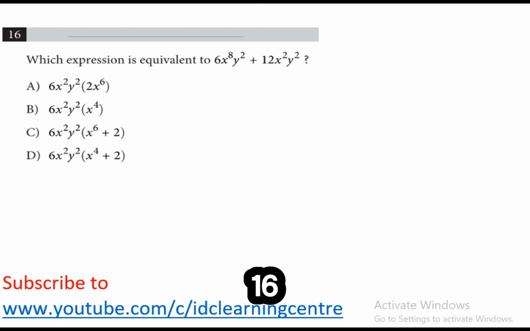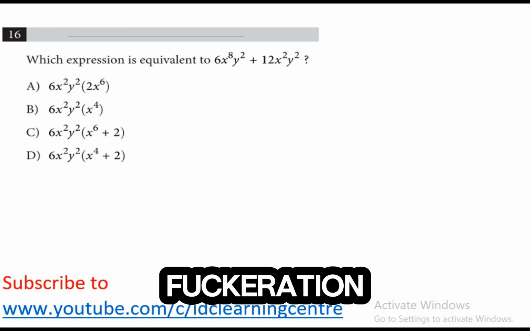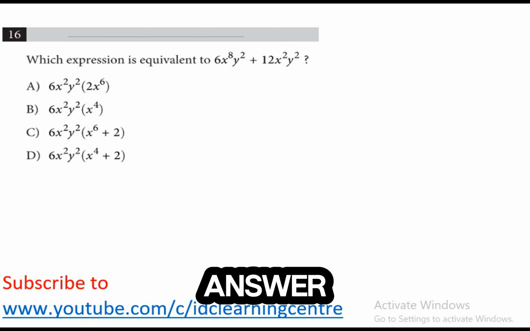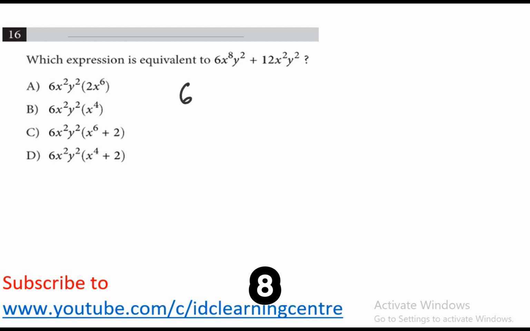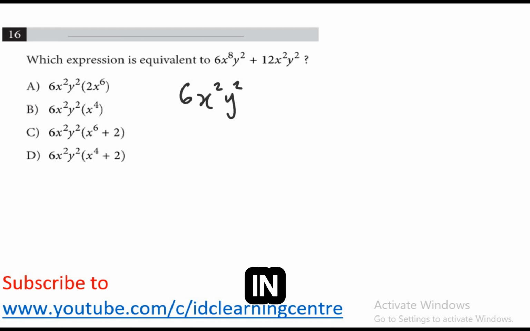Question 16. We have to factorize this. Which of these is equivalent? From the options we can tell that it's a question testing us on factorization. So you look for what is common in the two terms. Start with the number. The highest common factor of 6 and 12 is 6, so I will keep 6 outside the bracket. Between x raised to the power 8 and x squared, x squared is the highest common factor. Then y squared is common on both sides, so I'll just put in y squared.